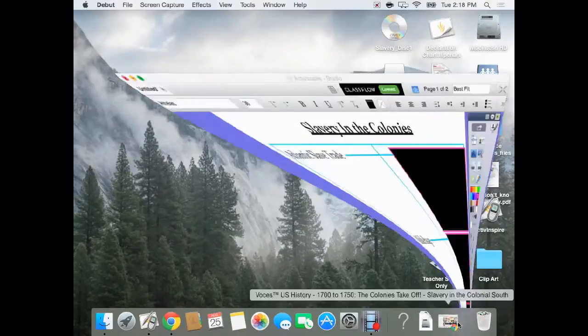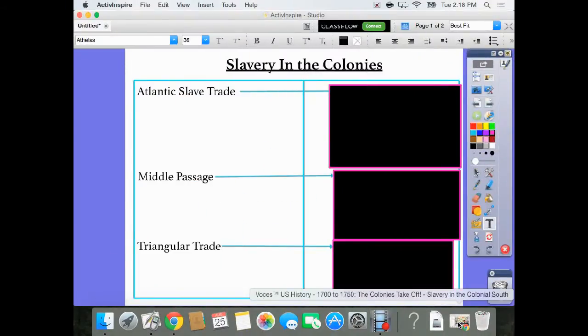Okay, guys, we're going to look at slavery in the colonies, which we've watched some videos on, and you should have some notes on your ABC chart that you've taken about the different types of slavery in the colonies that we've seen, like indentured servants or slaves. There were passages or routes that were taken to get here from Africa. And so we're going to really focus in on these three different types of passages.